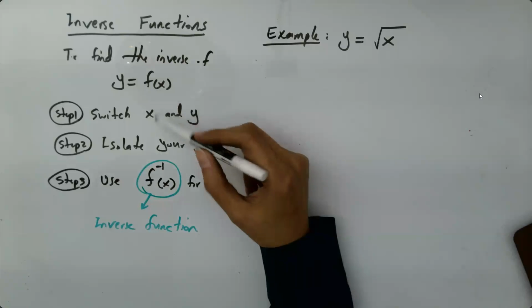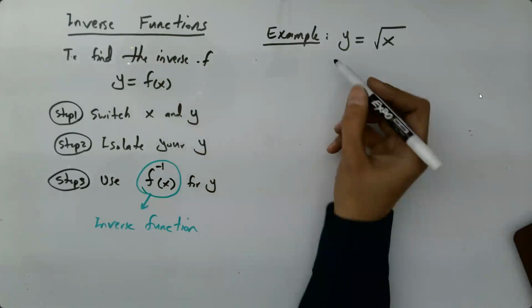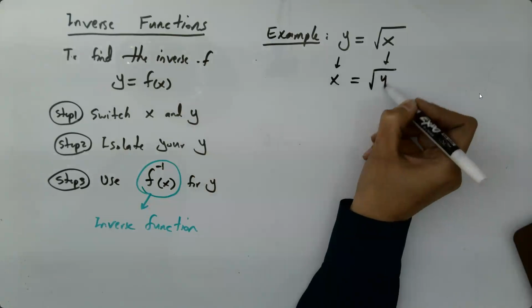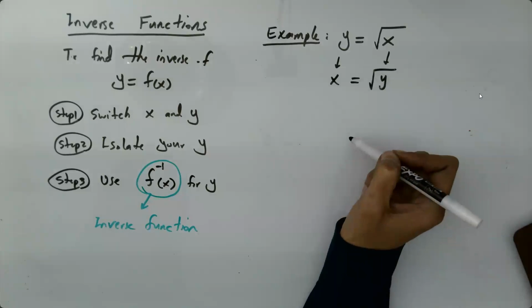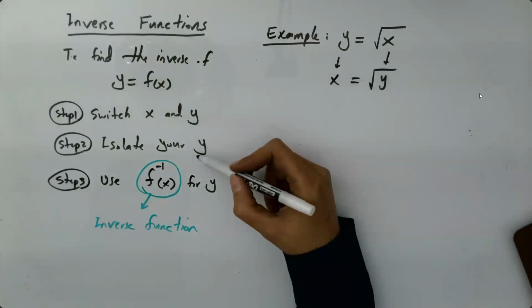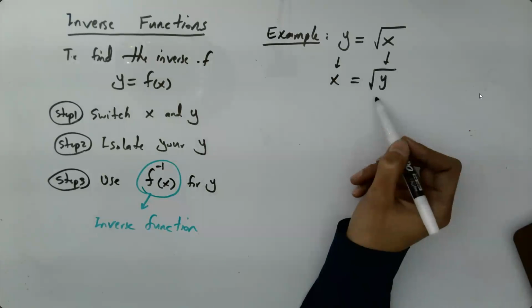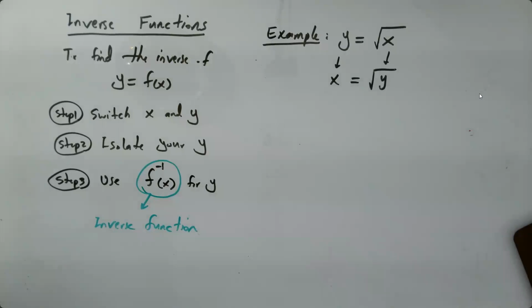So follow the steps. Step 1, switch x and y. So this guy becomes x, this guy becomes y. So you have x equals square root of y. This is my first step. Step 2, isolate your y. But y is inside the radical. To get rid of the radical, raise both sides to the second power.